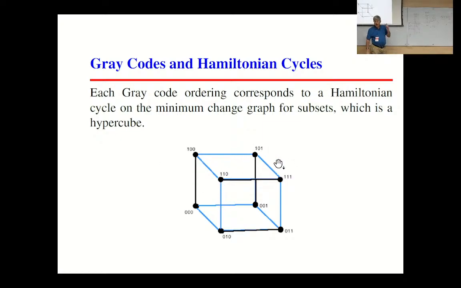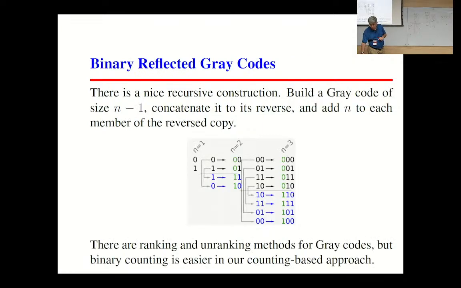In general, for an n-element thing, there is a hypercube graph where any Hamiltonian cycle on this is going to be an order where there is a minimum change as you go from one subset to the other. Any questions about that? Okay, these graphs are often kind of interesting. There is a very slick way to generate subsets in order of minimum change, which is a recursive thing which I just want to quickly show you.